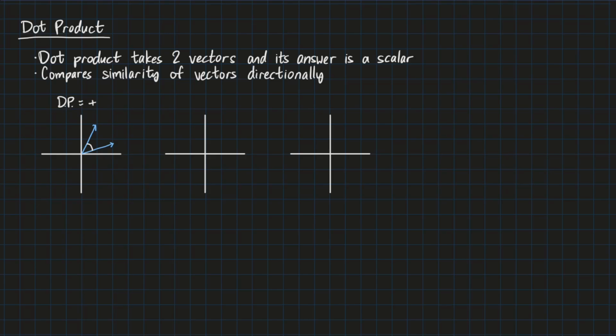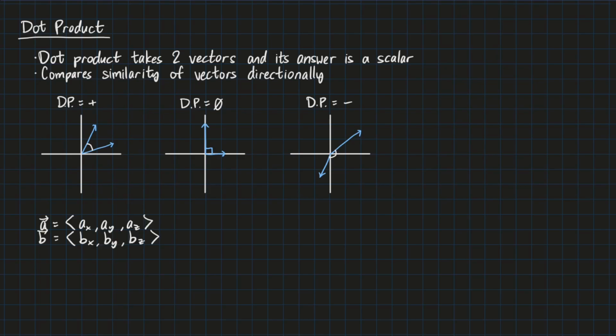If the vectors are perpendicular to each other, the dot product would equal 0. If the angle between the vectors is an obtuse angle, the dot product would be negative. So let's say that the two vectors we want to take the dot product of are vector A and vector B. So again, the vector would have three components, an x, y, and a z.